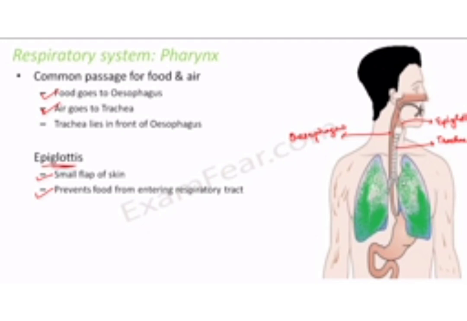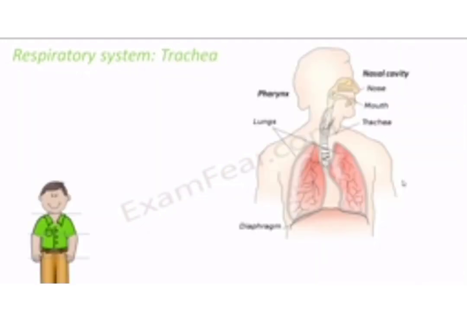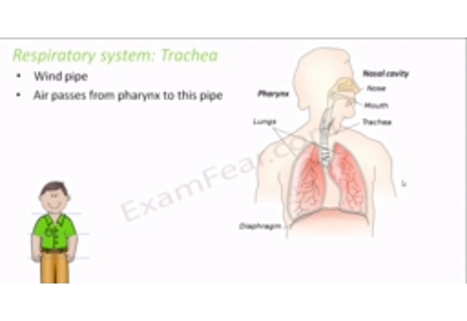Clear? Okay. So now let us talk about the trachea, that is the windpipe. So this is the pipe which is going to carry the air from the pharynx. Air passes from the pharynx to this pipe. So the air entered our body through the nostrils, then it went to the nasal cavity, from there it went to the pharynx, and from the pharynx it came to the windpipe or trachea.